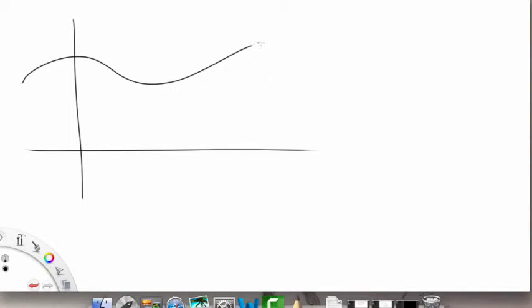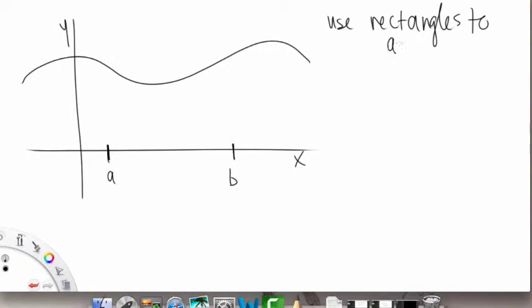When we get an even more complicated graph, by which I mean a curvy one, it's not that easy to draw rectangles underneath. Let's say now we switch into our normal x and y axes, and we want to measure the interval between A and B. Even though this is a curvy graph, we're still going to use rectangles to approximate the area under this curve, on the interval from A to B.